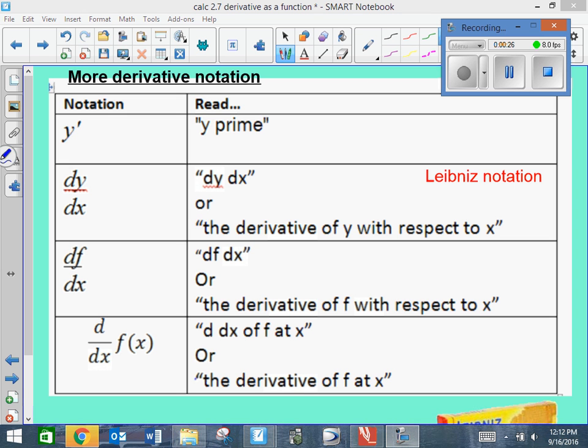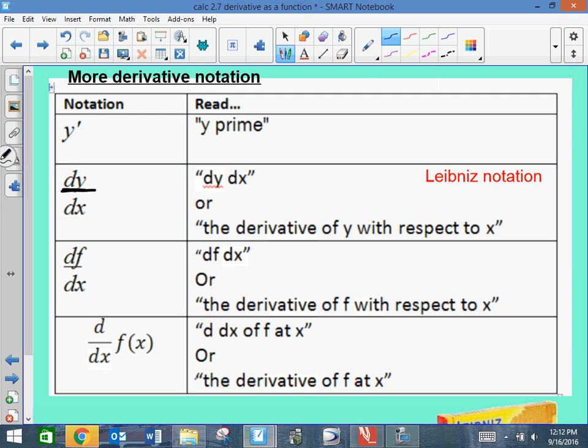But we're going to have some notation. Instead of f prime, they might call it y prime. Same idea. Okay. This one's very common. That's a fraction bar, but it's dy dx. It's not dy over dx. That is a symbol. It's just dy, kind of a pause, dx. Or in words, it says the derivative of y with respect to x.